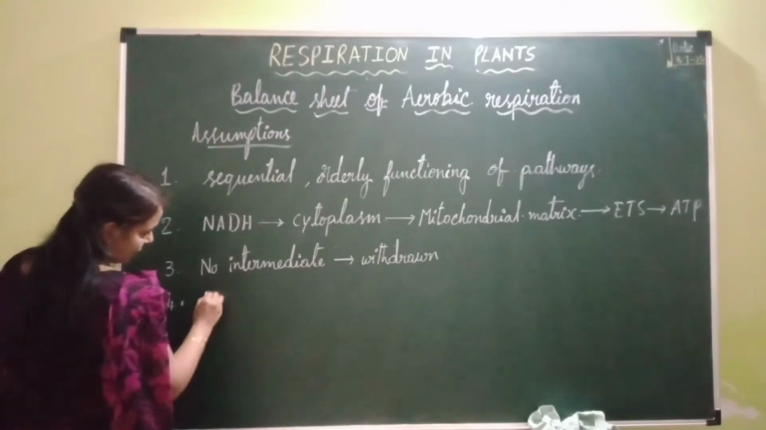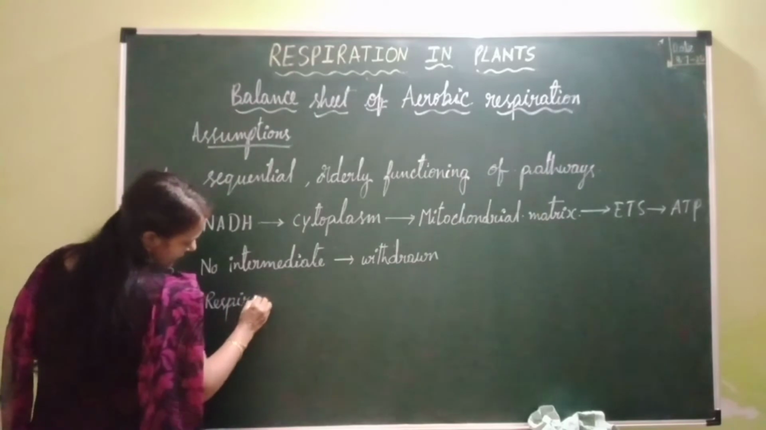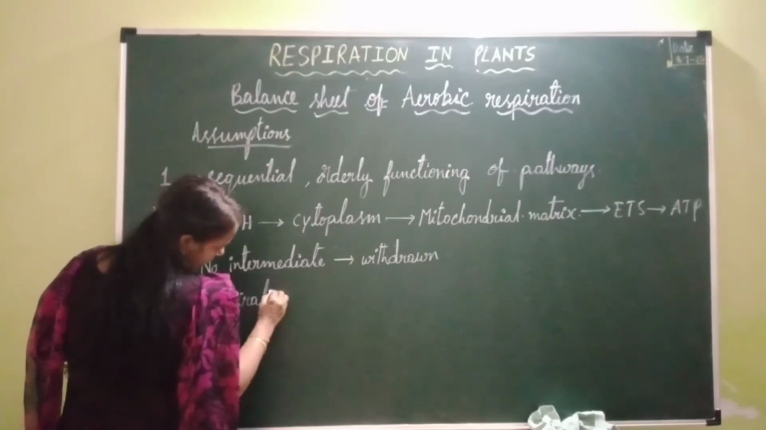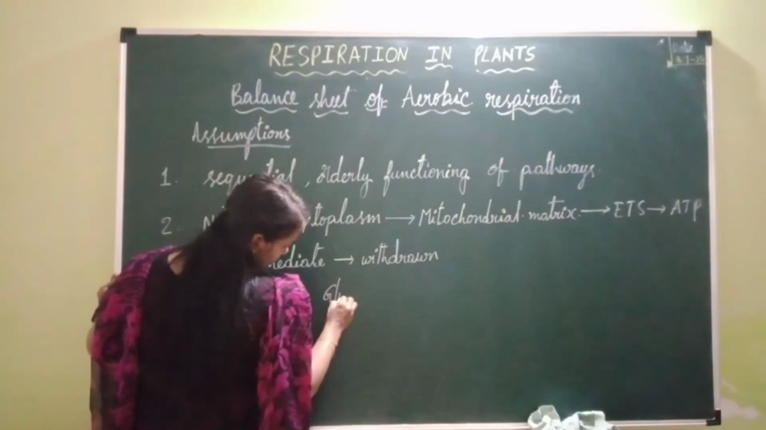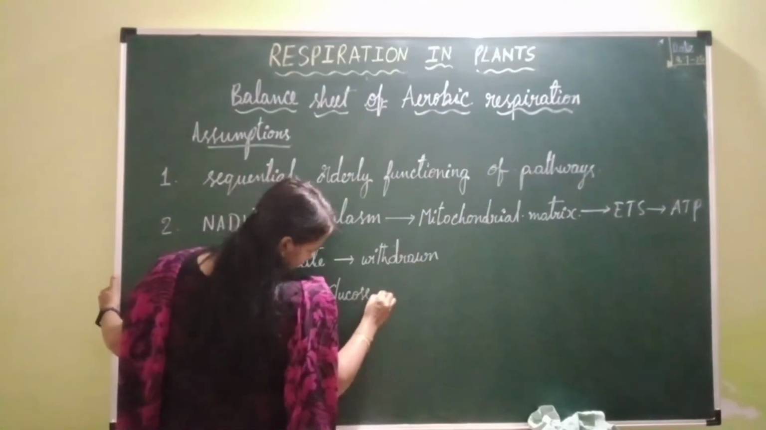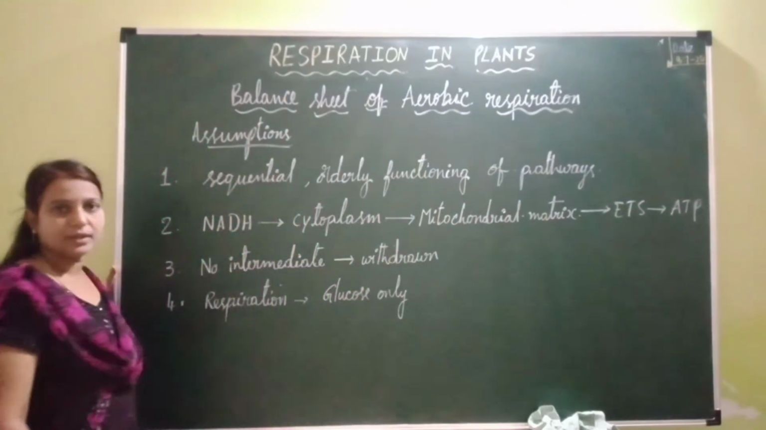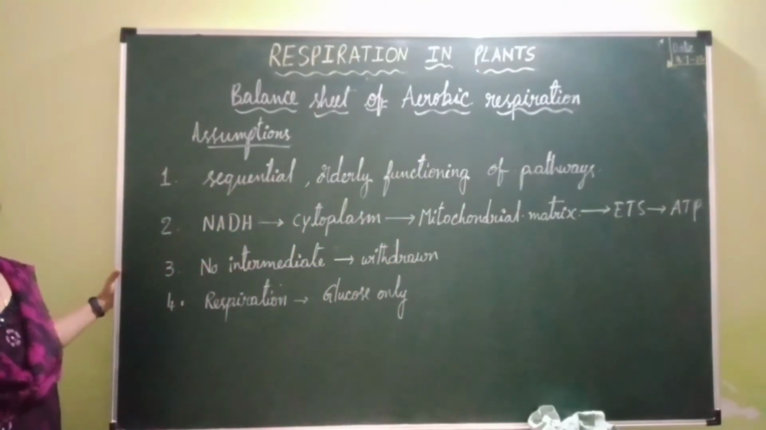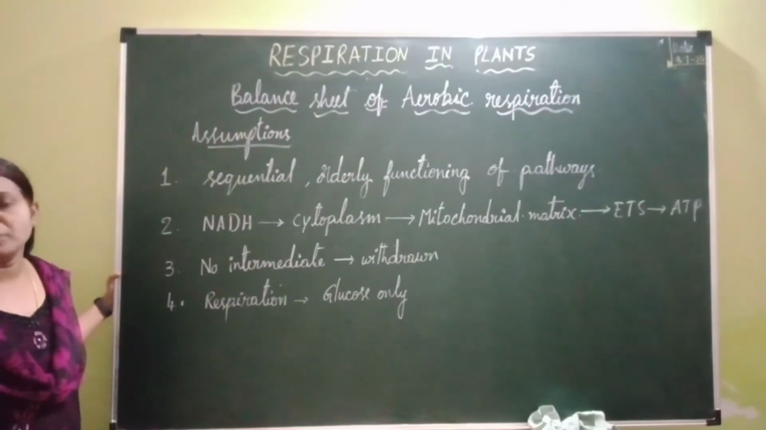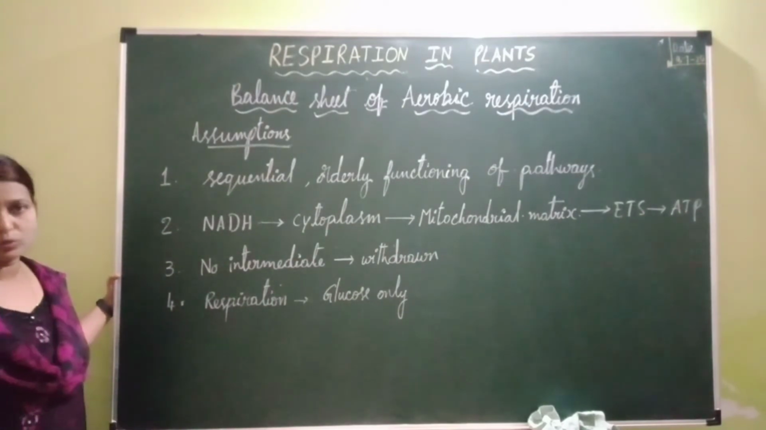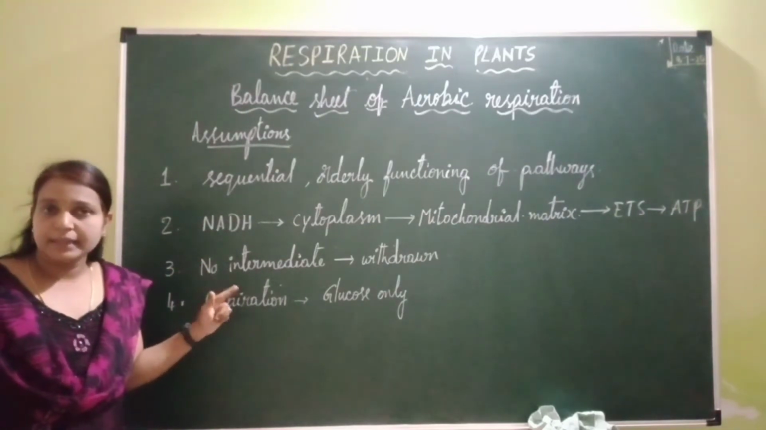The next assumption is that during this respiration, only glucose becomes the respiratory substrate. So we are studying this respiration process with glucose as the respiratory substrate. Based on these assumptions, we can calculate the number of ATP formed by the breakdown of one molecule of glucose through aerobic respiration. So now let's calculate this.